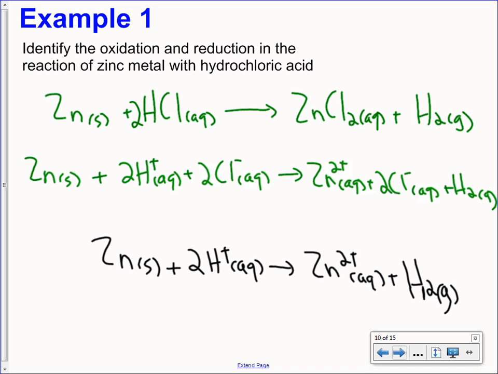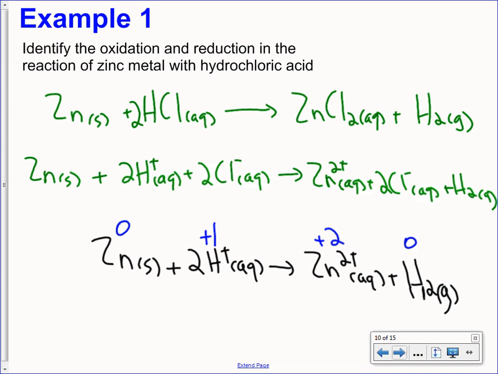So now that we have our net ionic equation, we can go ahead and assign oxidation numbers. So we have elemental zinc. Anything that's in its elemental form gets an oxidation number of 0. We have hydrogen ions. Each hydrogen ion will just have a charge of +1, so same oxidation number as its ionic charge. So that means zinc will have an oxidation number of +2, and with hydrogen, since it's in its elemental form, it will get an oxidation number of 0.